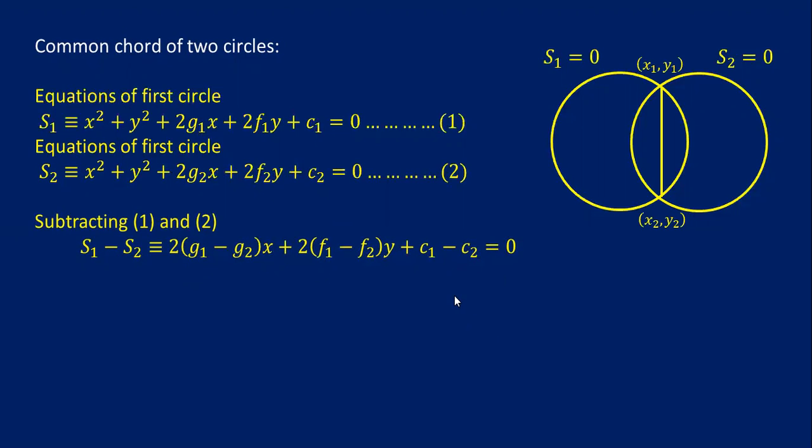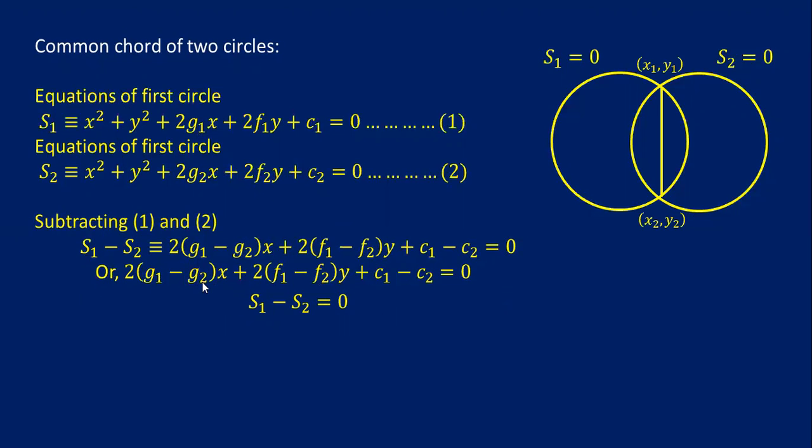Now you can write 2(g1 minus g2)x plus 2(f1 minus f2)y plus (c1 minus c2) equals 0. This is the equation of the common chord. You can also write S1 minus S2 equals 0.